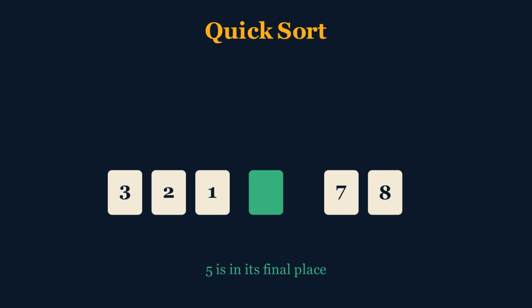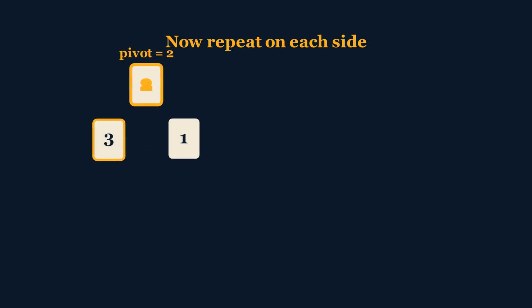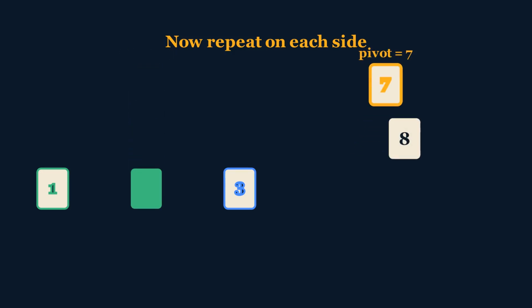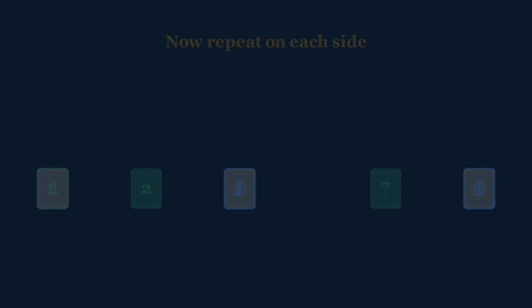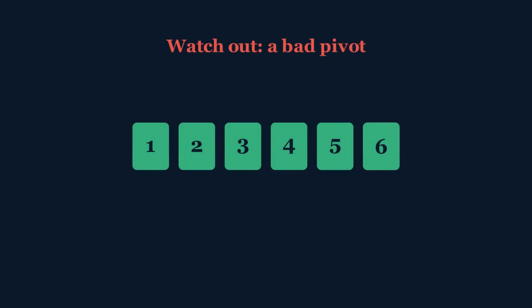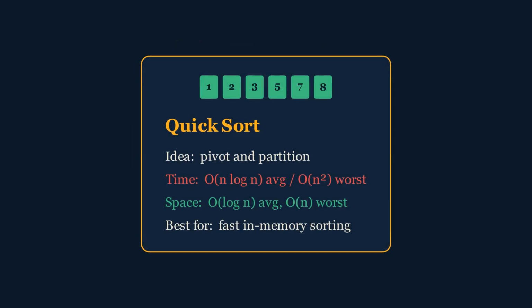Everything left of it is smaller. Everything right is bigger. Now we do the same thing again on the left side and the right side, recursively, until everything's sorted. In practice, Quick Sort is blazing fast, usually big O of n log n on average, with very little extra memory. The catch? If you keep picking bad pivots, it can slow down to big O of n squared, and it's not stable by default. But for fast, in-memory sorting, it's the champion.